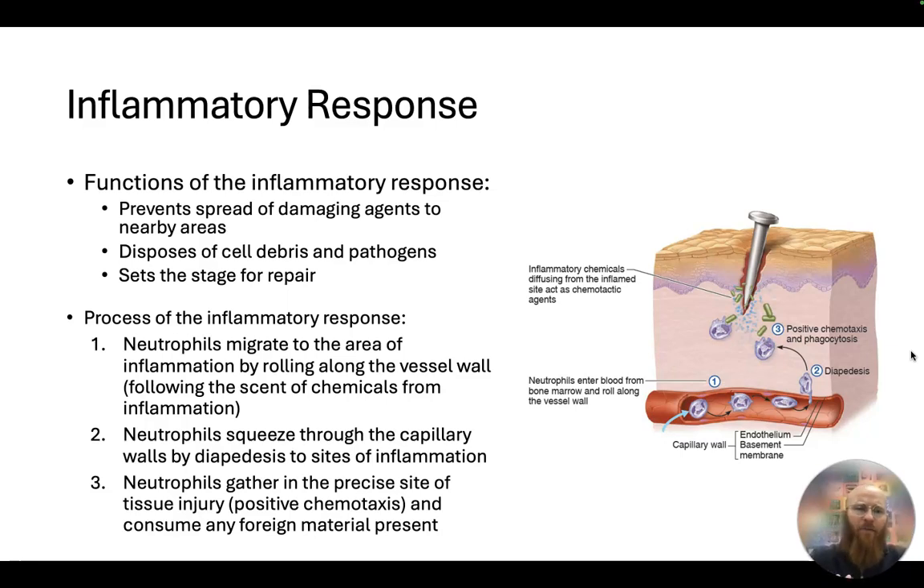The process is that first you're going to see that we have neutrophils which migrate to that area of inflammation. So they're going to enter the blood from bone marrow. They roll along the vessel wall until they sense that this is an area in which they are needed. They'll squeeze through those capillary walls by a process called diapedesis, and that will take them to the tissue where inflammation is occurring. And then neutrophils gather in those precise sites of tissue injury, and they consume any foreign material present in order to basically diffuse any sort of inflammatory chemicals.